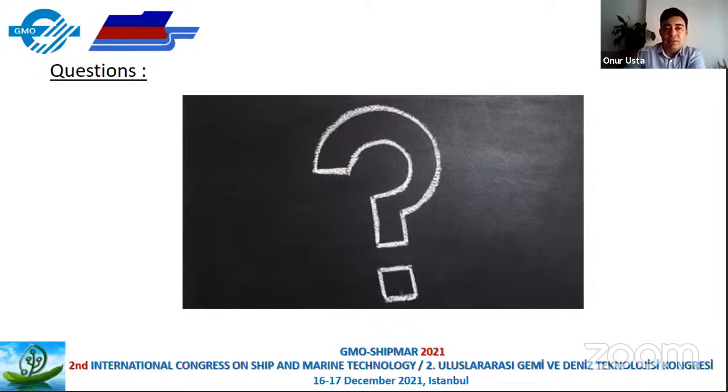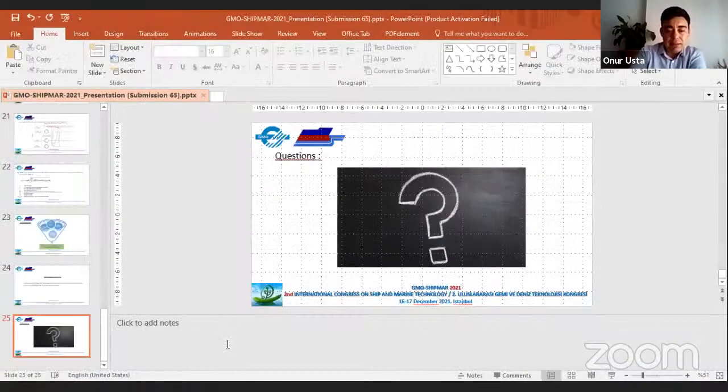Okay, then we can move on with the next presentation. The next presentation will come from Buğra Uğur Yazıcı. The title is Hydrodynamic Optimization of a Submarine Forebody using Bezier Curve and Genetic Algorithms. Yes, please, Buğra Uğur Yazıcı.